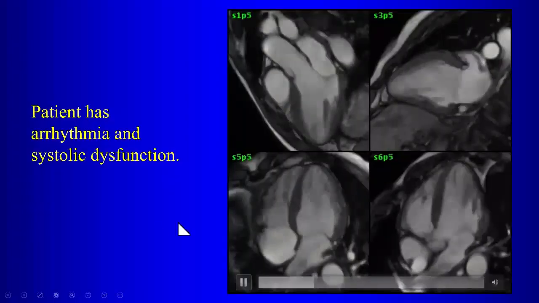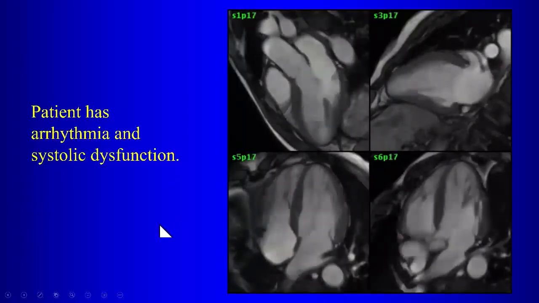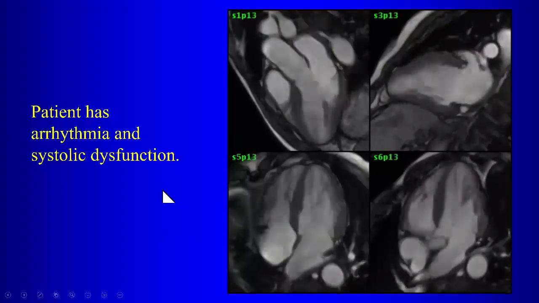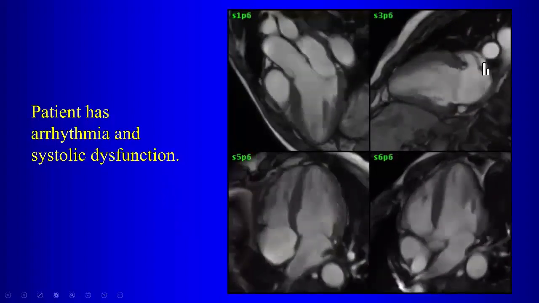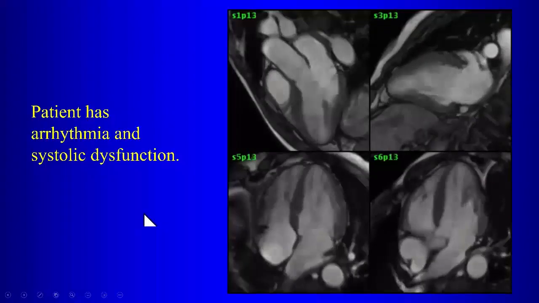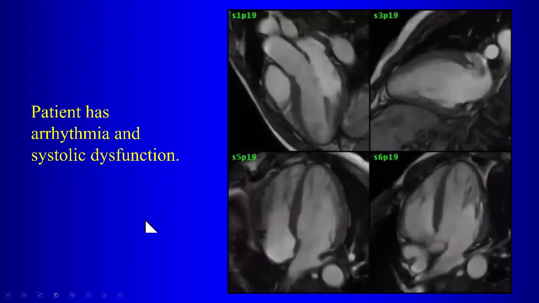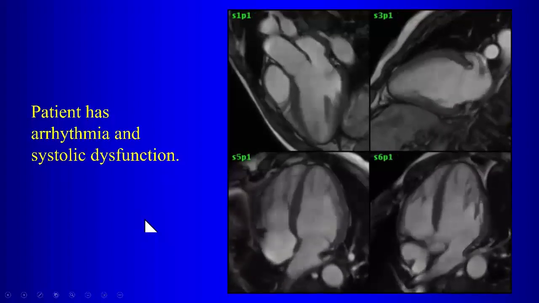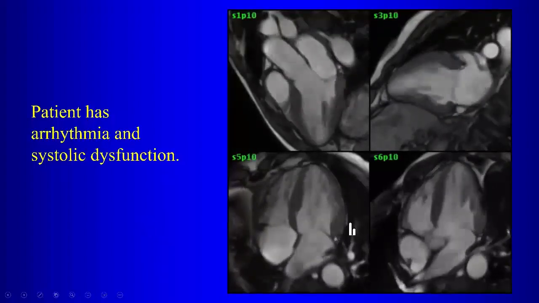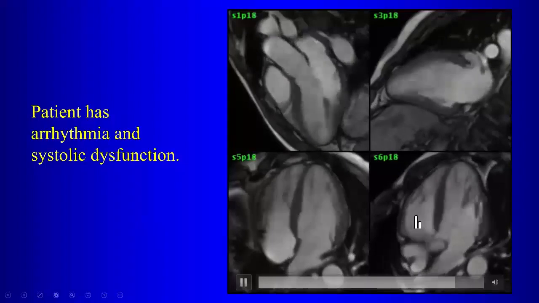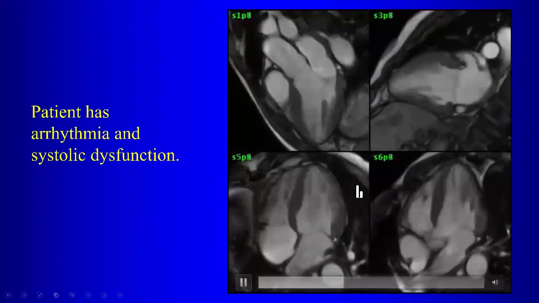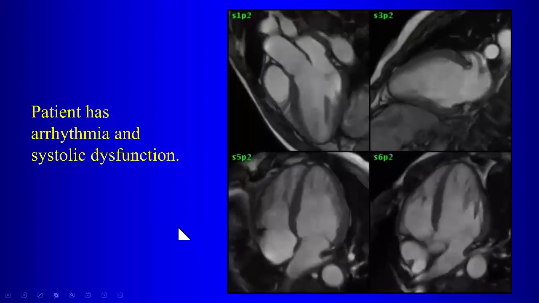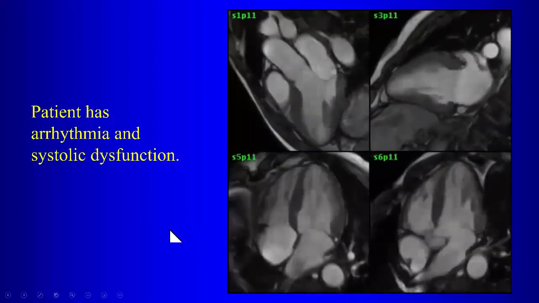Okay. All right, so over at St. Barnabas, this patient has arrhythmia and systolic dysfunction. So what do you notice on these bright blood images? Yeah, so you're right, there's globally decreased function, right? So the wall motion is kind of decreased globally. It's hypokinetic all the way around, okay?